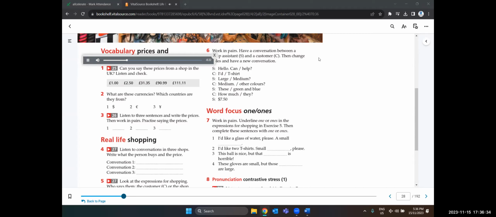£1. £2.50. £31 35 pence. £90 and 99 pence. £111 11 pence.